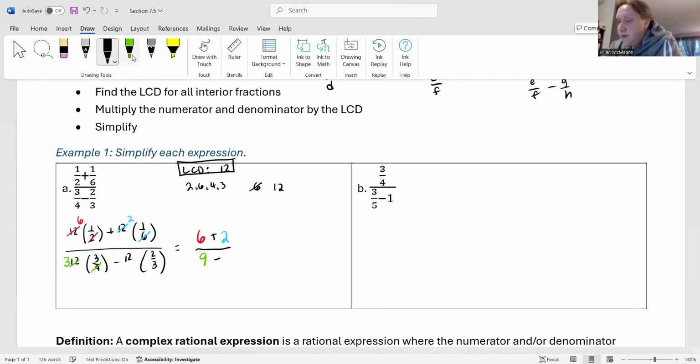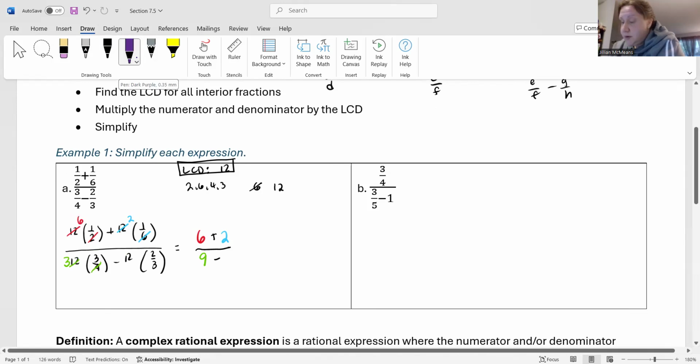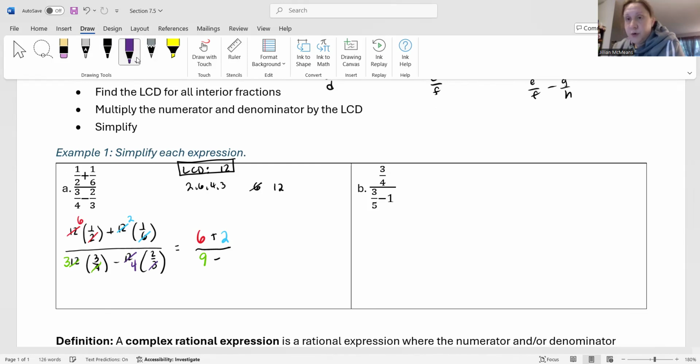And then finally, let's do one more color. Let's try purple. The second half of the denominator, 3, divides into the LCD of 12 4 times, leaving just 4 times 2. So we're going to subtract 8. So that's how things are going to simplify.